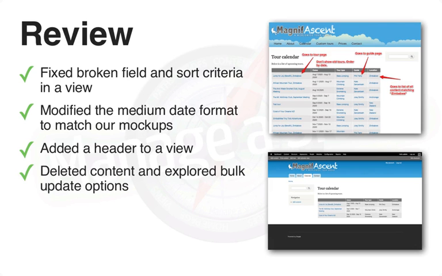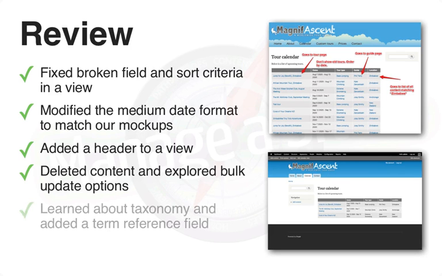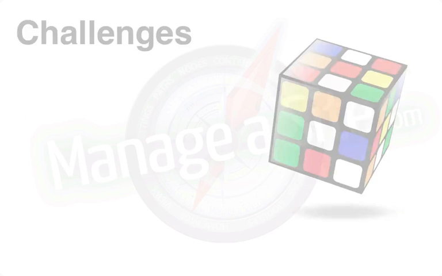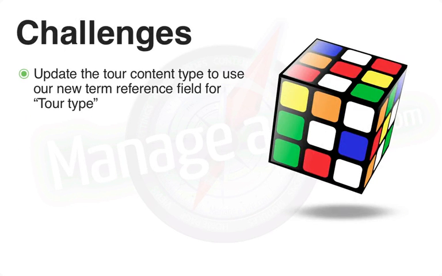We deleted some content that we created in order to test out our view, and in the process explored some options to bulk update our content. And finally, we learned about what taxonomy is. We added a vocabulary as well as terms, and then we added a term reference field to our guide content type.